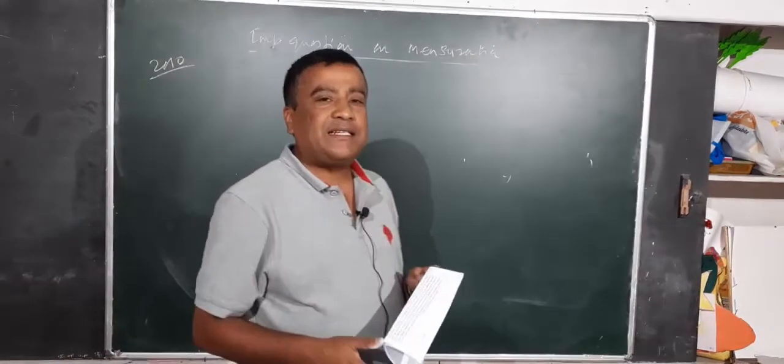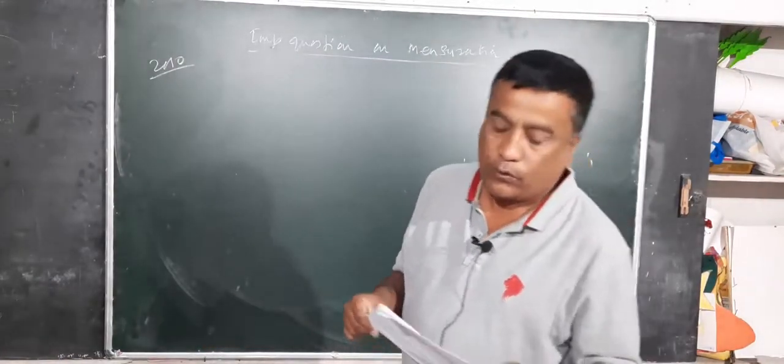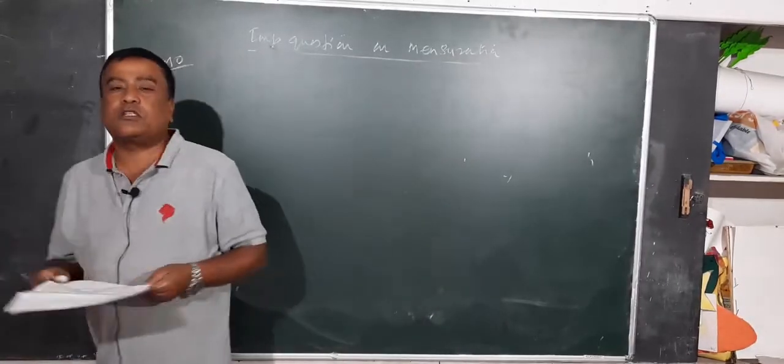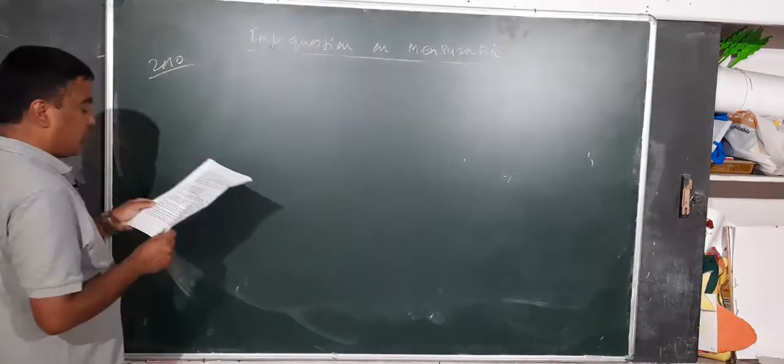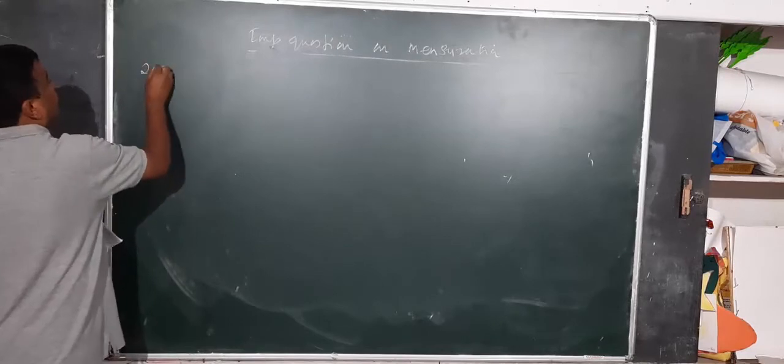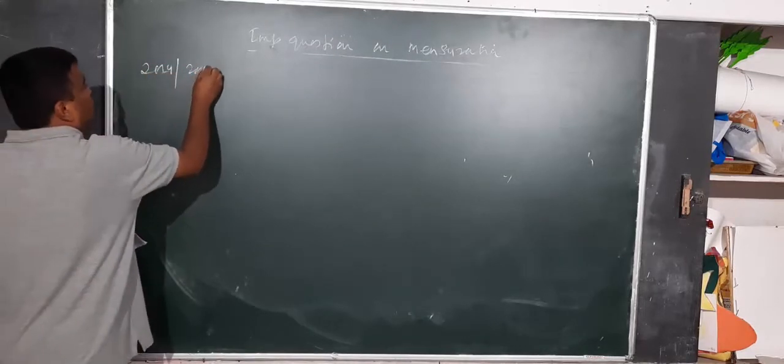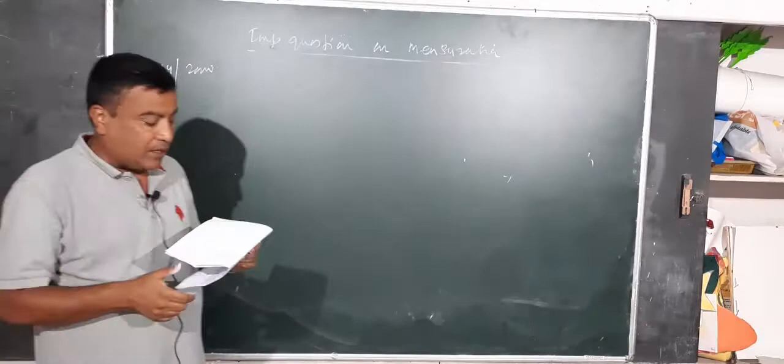Whatever the value of pi is given, you have to take that value. Otherwise, the calculation portion will be difficult. 2014 and 2000, both the questions are the same.